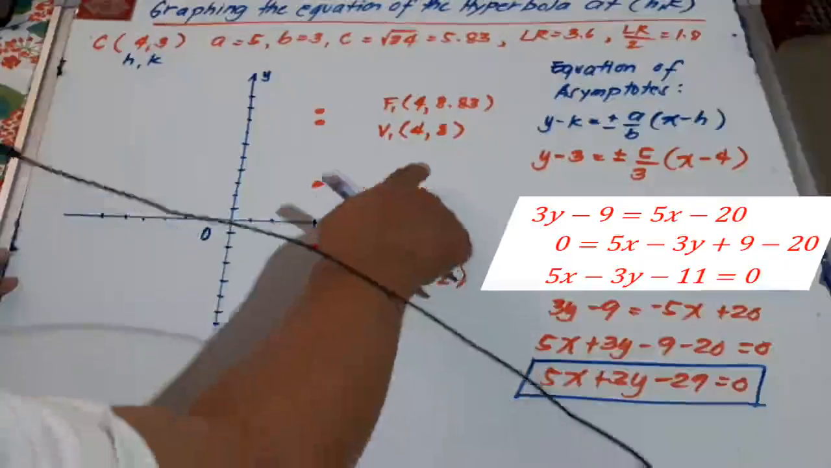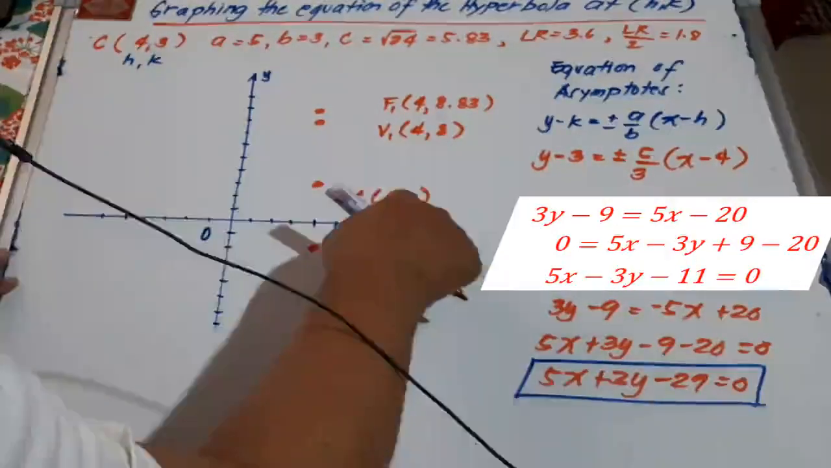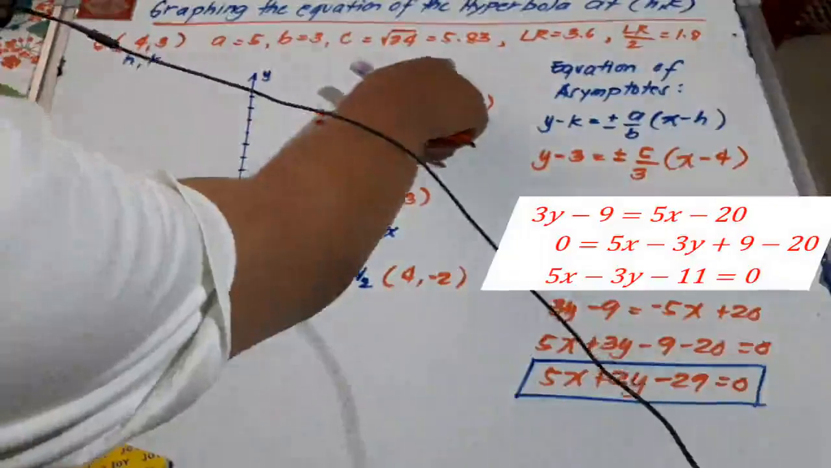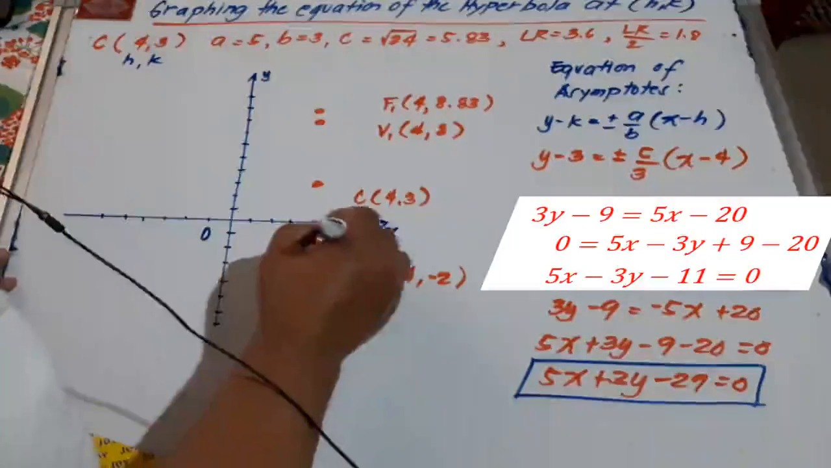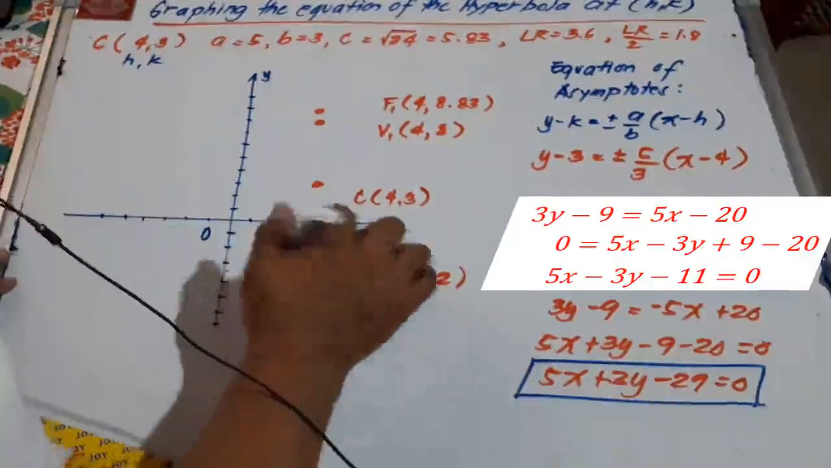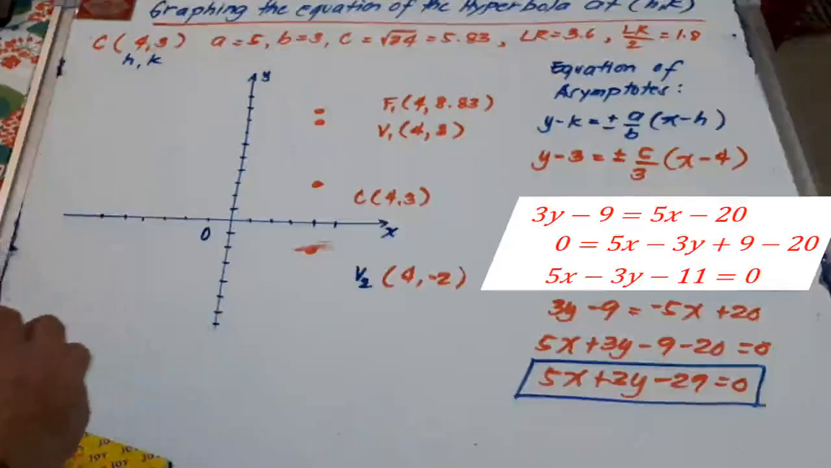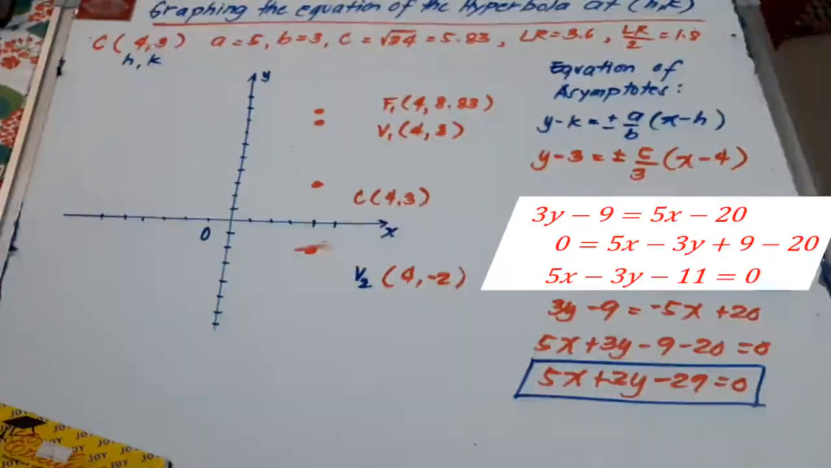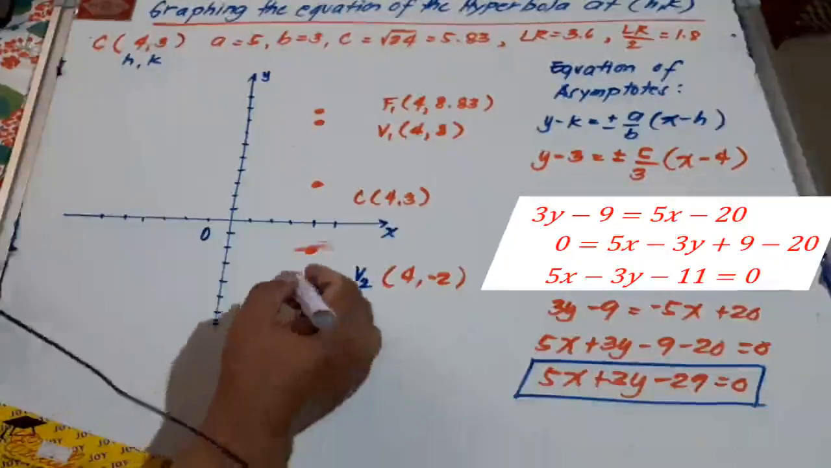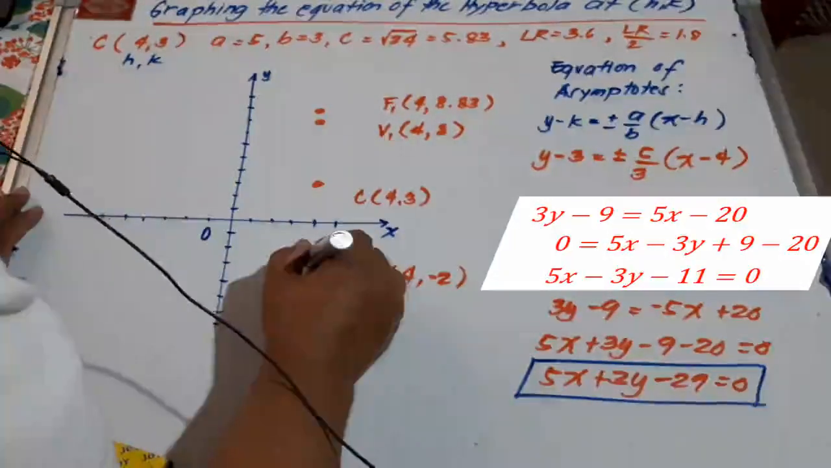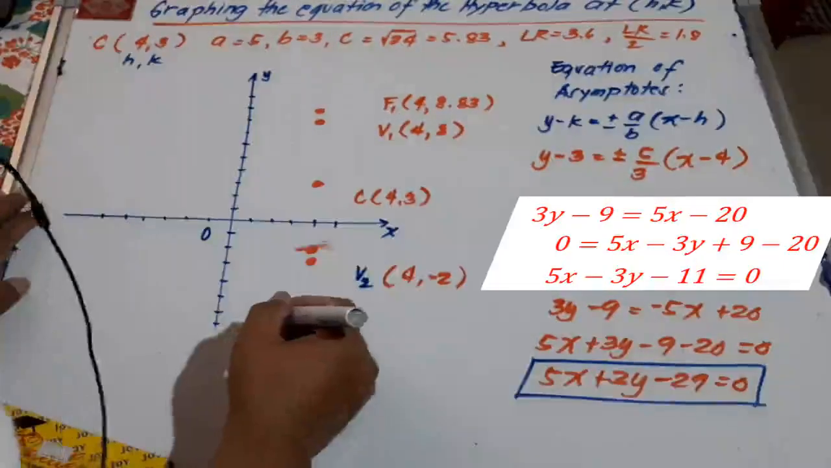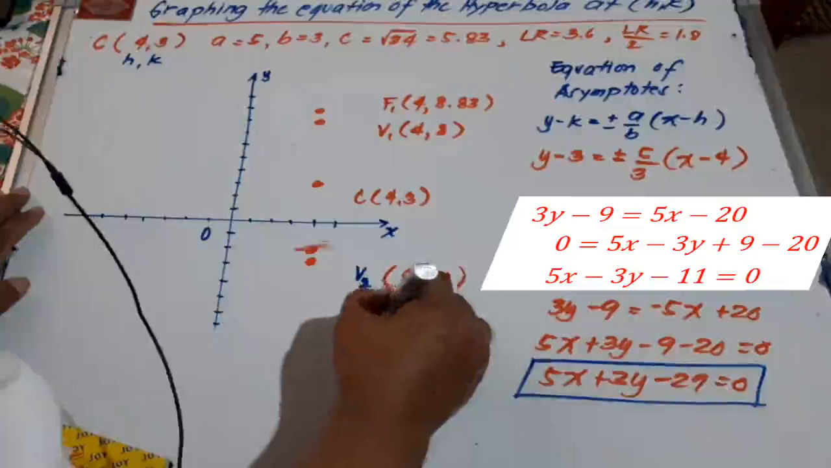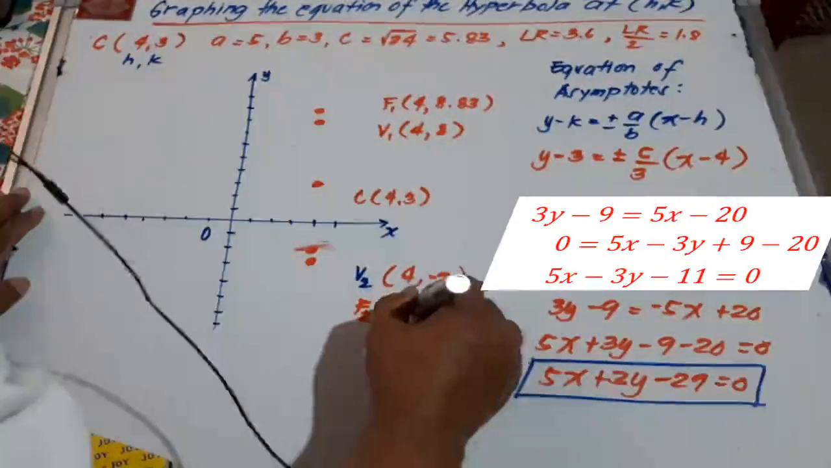Next, sa baba, magsusubtract lang tayo ng 5.83 dun sa 3 units. So, somewhere here. So, lampas to eh. So, ibig sabihin, 3 minus 5.83 is negative 2.83. So, somewhere here. 2.83. Ito. Yan. So, ito yung ating F2. 4, negative 2.83.